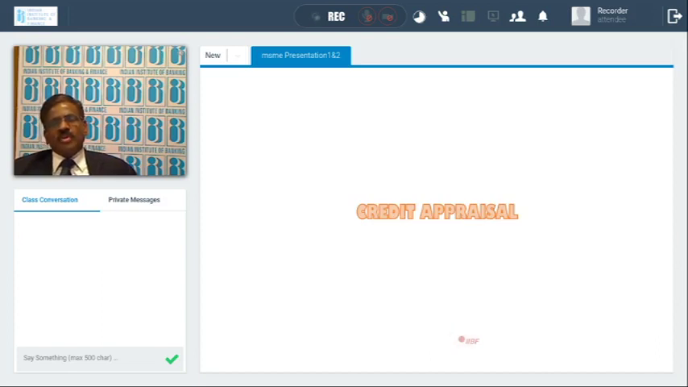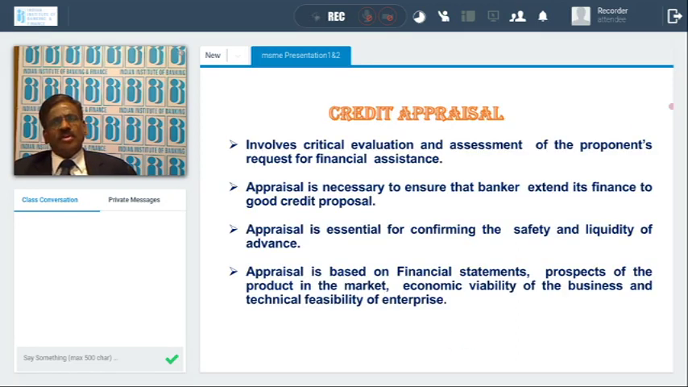So in the first session, we have seen what facilities we can sanction to the MSMEs. Here, in the credit appraisal, whatever information is submitted by the borrower, the proposed entrepreneur, you will be evaluating and validating whether the data is proper or not. Then it will be based on the financial statements submitted by the entrepreneur. We'll be analyzing those statements in the appraisal part.